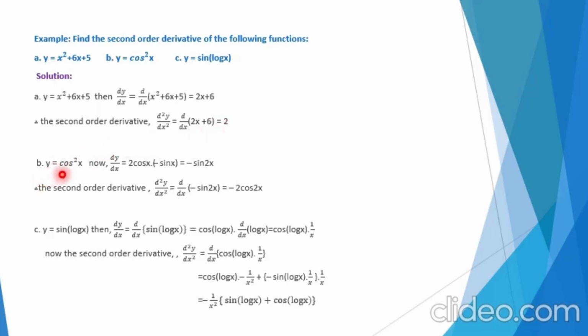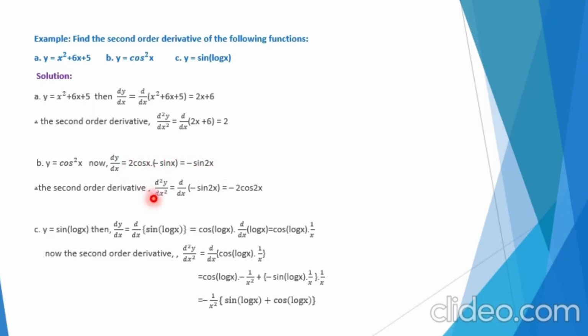Moving on to the next function, y equal to cos² x. Here assume cos x as x. So first of all we have to use the formula of xⁿ. That means the derivative of cos² x is 2 cos x into the derivative of the function you imagined as x, that means the derivative of cos x, which is equal to minus sin x. The total function is 2 cos x into minus sin x, equal to minus sin 2x.